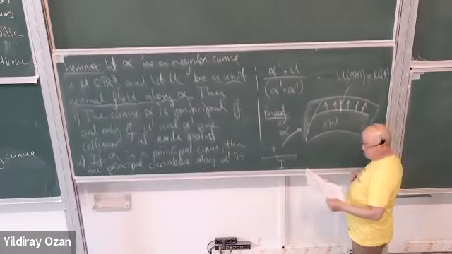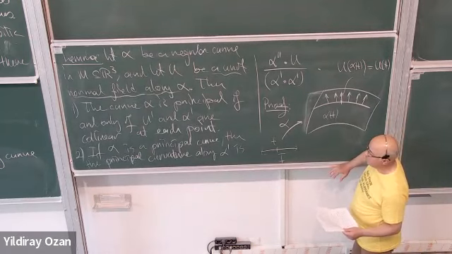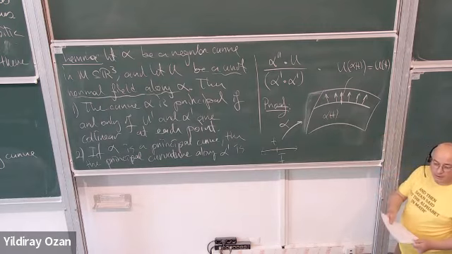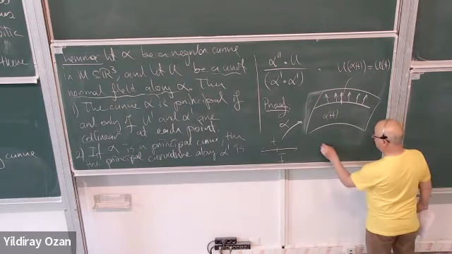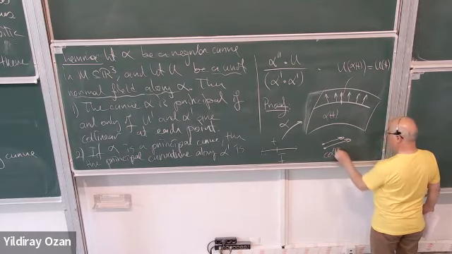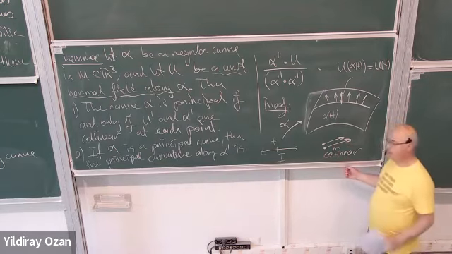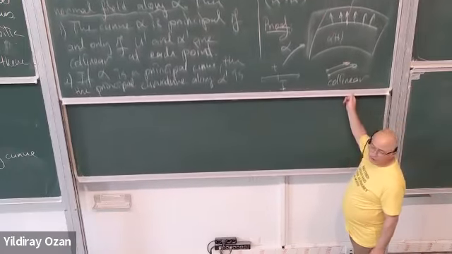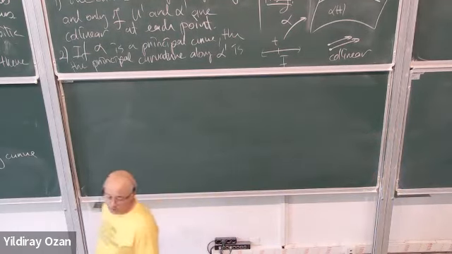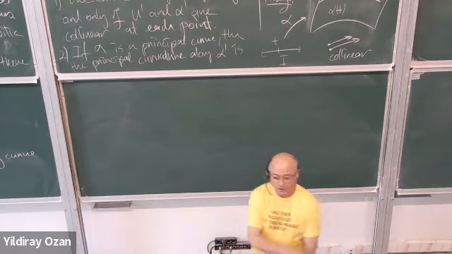Okay, now let's see. Collinear means two vectors are parallel. Collinear points means they lie on the same line, but here two vectors are collinear means they are parallel.